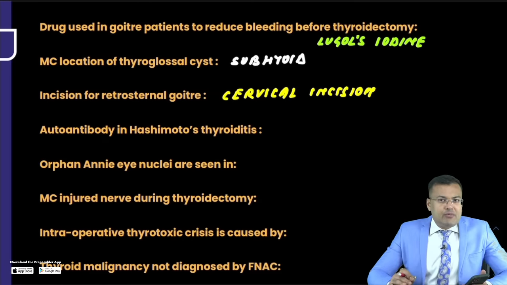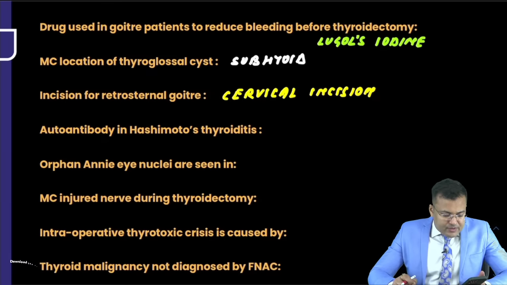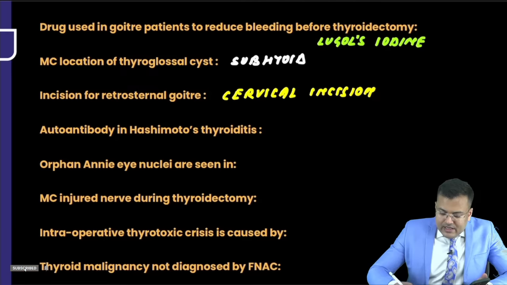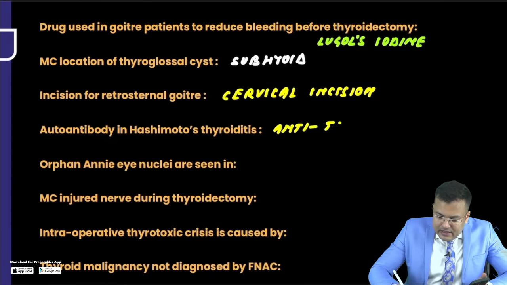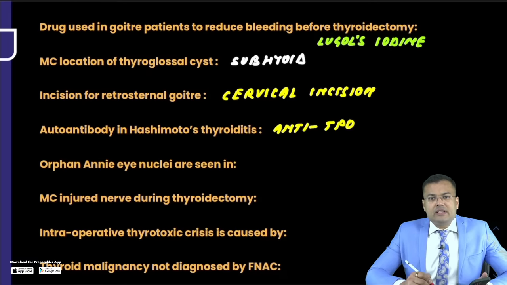Tell me the autoantibody in Hashimoto's thyroiditis. First person to reply, Priya, Campylobacter, Mushahid Khan, Dr. Shelby, Shubham Panteja, Jiten, all of you are correct. Antibody in Hashimoto's thyroiditis is anti-TPO. This is anti-thyroid peroxidase. So this is anti-TPO.